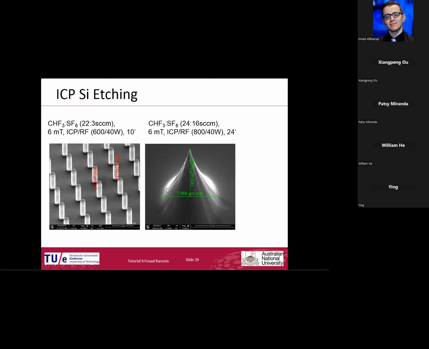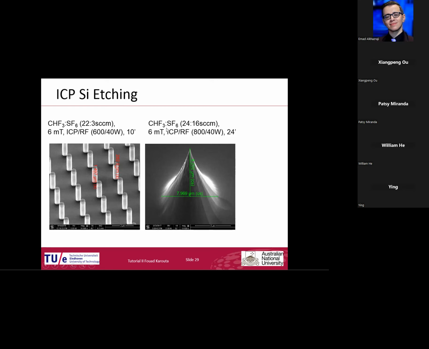But if you are looking for isotropic, you can skip the CHF3 completely, which commonly we call Freon 23. I don't know if this nomenclature is still used, but these are the Freon type gases, you know.